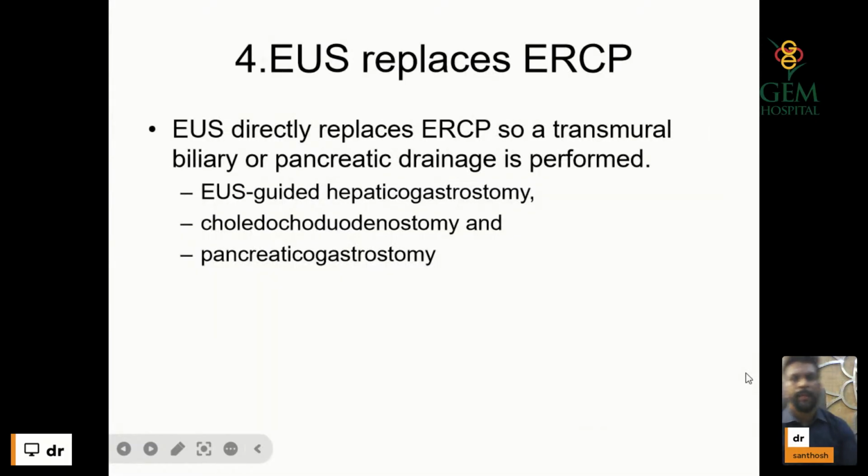So the fourth will be EUS replacing ERCP. So in these patients, ERCP cannot be performed and EUS directly replaces ERCP. So for transmural biliary or pancreatic drainage, for example, EUS guided hepaticogastrostomy, EUS guided choledochoduodenostomy, EUS guided pancreaticogastrostomy.